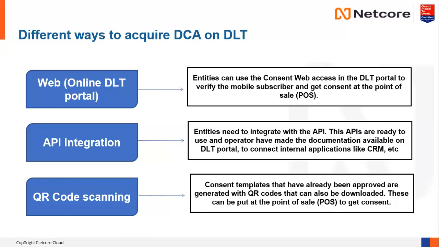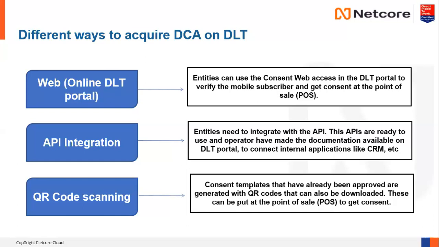The second way to acquire a consent is API integration. Here, entities need to integrate the operator API. These APIs are ready to use, and operators have made the necessary documentation available on their portal to understand how the API will function and how to integrate with the entity system. For example, an entity can integrate the operator API with their CRM and pass on the consent to the operator for the digital acquisition. Don't worry, we are going to give a complete live demo on all three or four ways to acquire the consents. So we are just covering different modes.